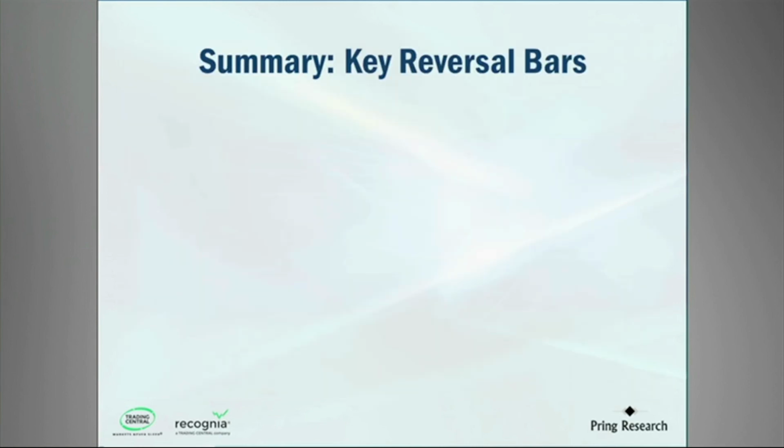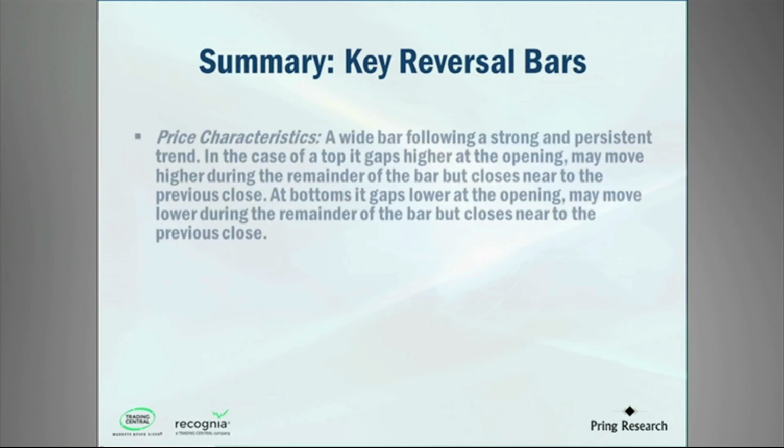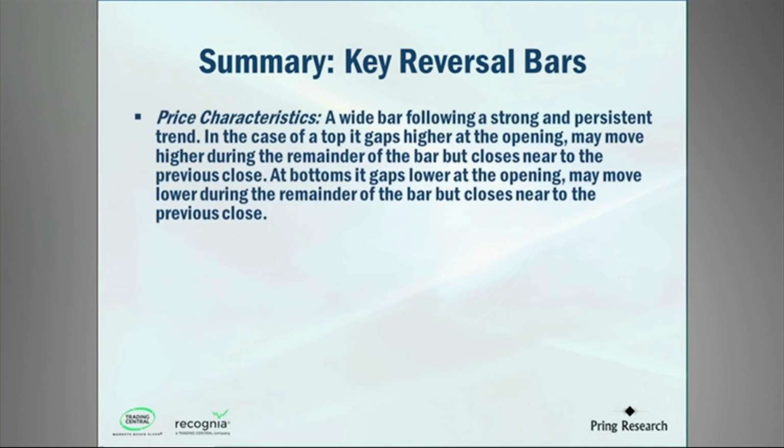Key reversals quick review. Price characteristics. A wide bar following a strong and persistent trend. In the case of a top, it gaps higher at the opening, may move high during the remainder of the bar, but closes near to the previous close. At bottoms, it gaps lower at the opening, may move lower during the remainder of the bar, but closes near the previous close.